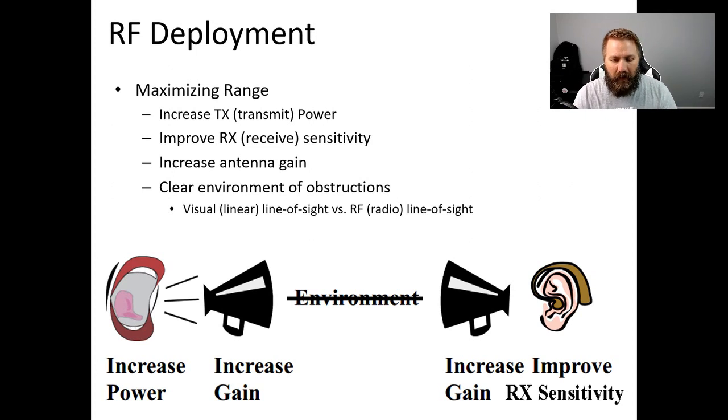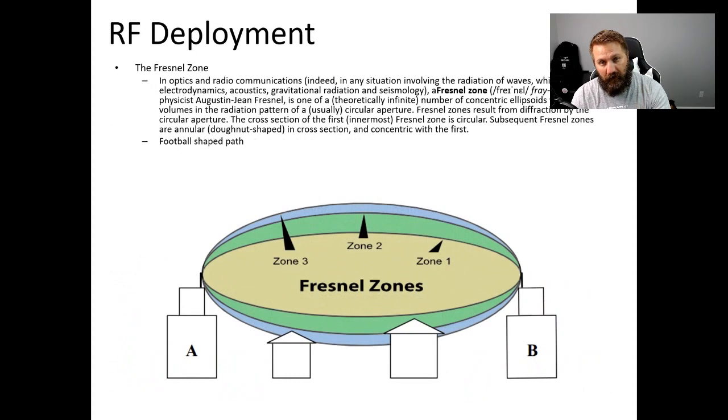So we've maximized our range, we've improved our sensitivity, increased the gain on both antennas. The only other variable is your environment. So clear environment of any obstructions, whether it's visual line of sight or RF, radio line of sight. And so we'll talk a little bit about that here in the next slide.